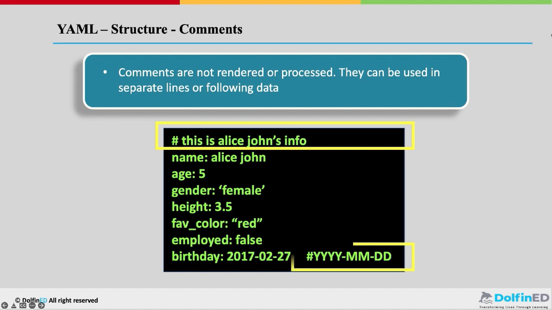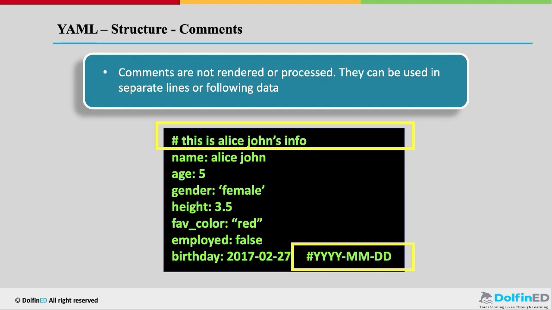So when you put the hash or the pound sign to the left and then you write some text, YAML will not try to interpret that. It will just treat it as a comment, and that is not important to be processed as part of the data you are trying to represent. And it can be in a separate line, as you can see, or it can be after the data that you want to represent. You just put the hash and then you put the comment that you want. So this is valid and this is valid, and both of them, YAML is not going to bother about trying to interpret what they are.